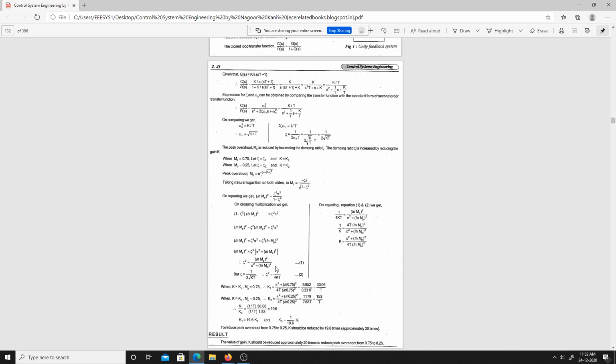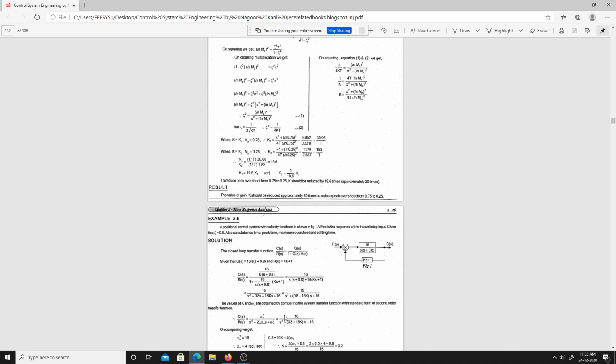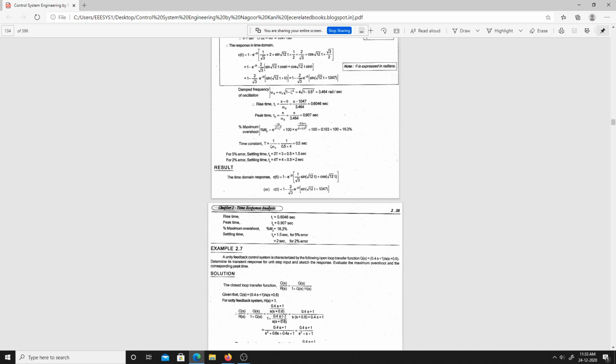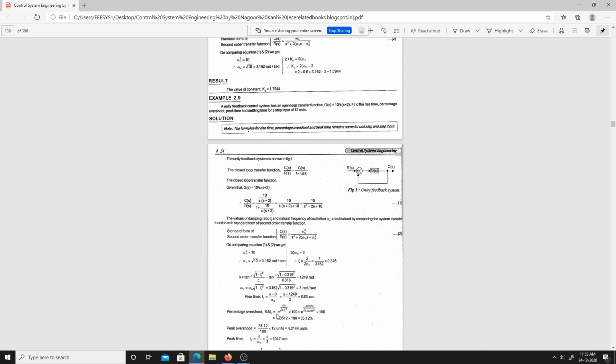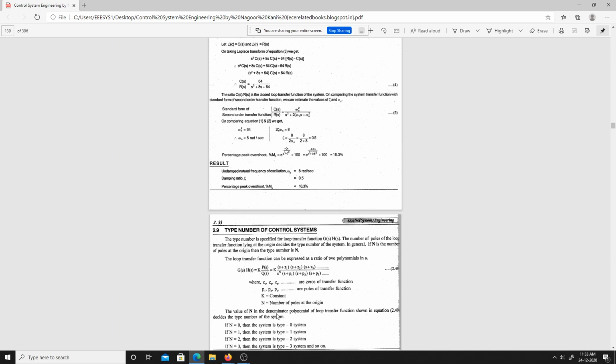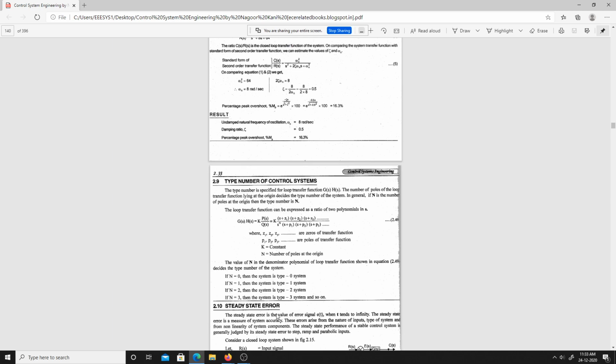Enough problems were discussed in the previous class, so that is sufficient for us, and you are supposed to practice more problems, right? So now we move to another new topic. Now we are supposed to discuss the type number of control systems.